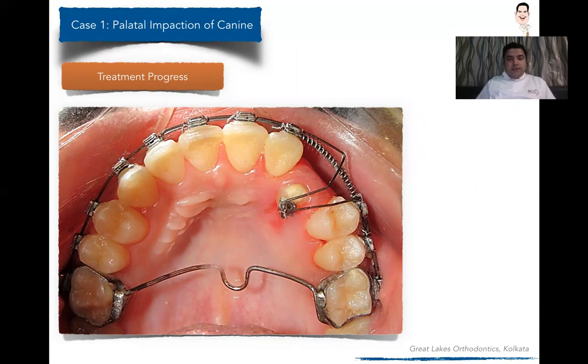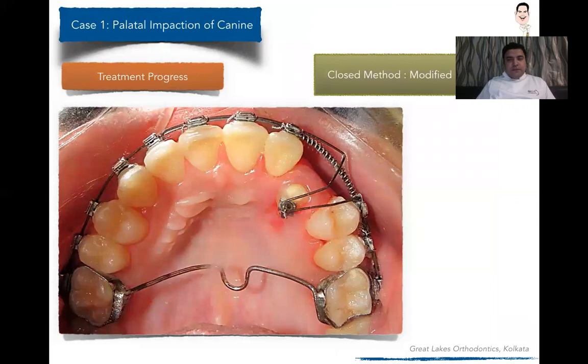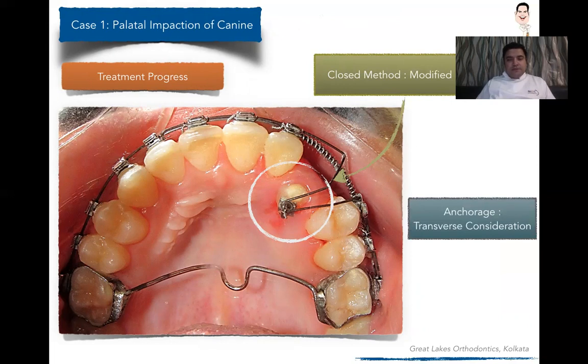into line. There is a coil spring which is still placed so that you maintain the space whichever you have achieved initially. That's a passive coil spring as of now. So first of all, we use the closed method for bringing down the canine. For exposing it, attaching, you can use a multi-purpose attachment or a bracket, whichever attachment you feel comfortable. Then what we do is allow the tooth to erupt a bit on its own before starting to give active forces.